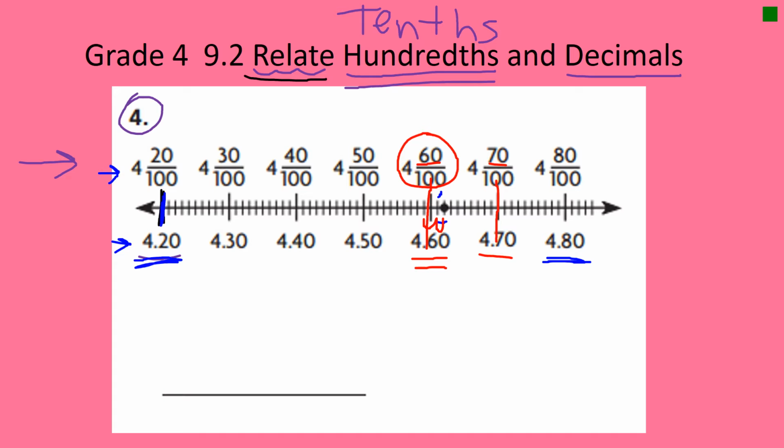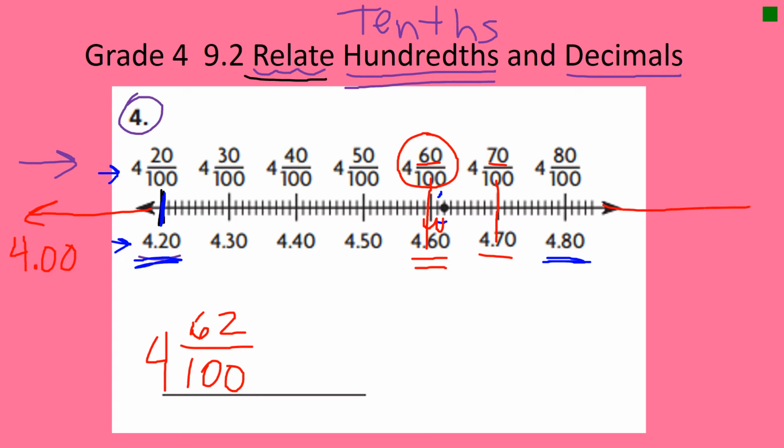So let's write that first as a fraction. So it's 4 and how many hundredths? 62 hundredths. 62 out of 100 equal parts. So you might think, well, that wasn't 100, that was 10. If this number line stretched all the way down and it started at 4 and stretched all the way up to 5, there would be 100 little teeny spaces. Okay, so there's the fraction. They probably just don't have room in the math book.